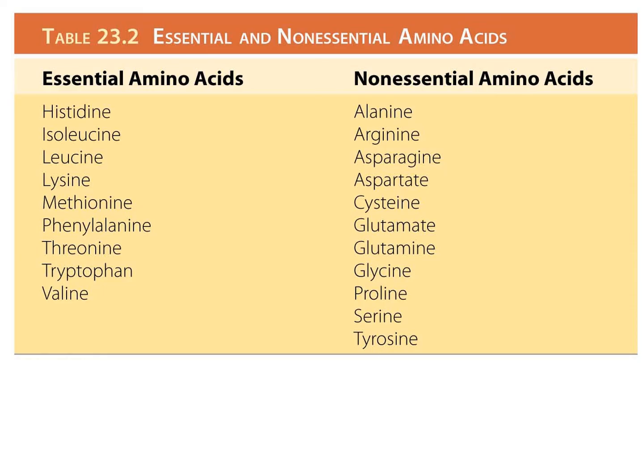So let's look at the essential and non-essential amino acids. Okay, the essential amino acids are histidine, isoleucine, leucine, lysine, methionine, phenylalanine, threonine, tryptophan, and valine. The non-essential amino acids we still need, but the body can synthesize them by converting one amino acid to another. Okay, so this is kind of hard because there are almost equal amounts in the essential and non-essential amino acids.